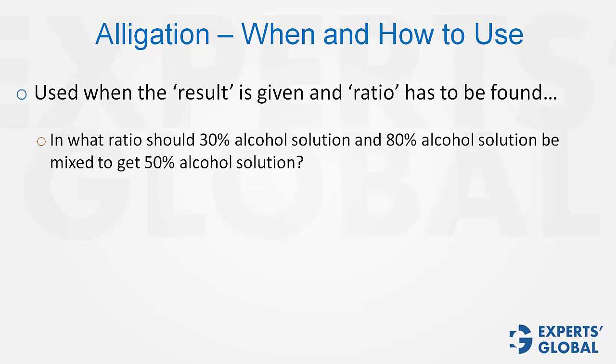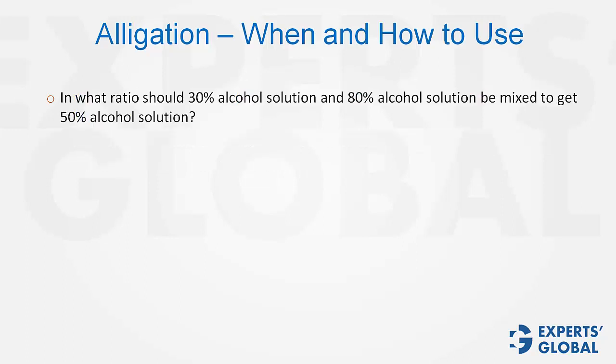The result, 50%, is given to us and we have to find the ratio in which the two different solutions were mixed. In such a case, alligation ends up saving some serious time. So look at this question.